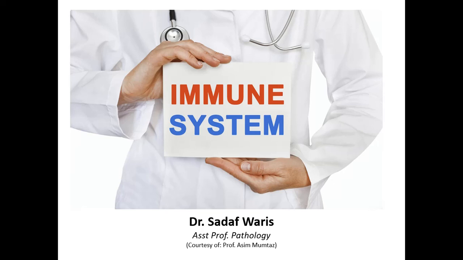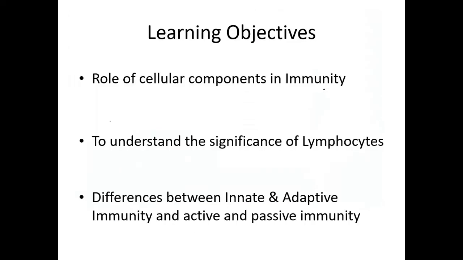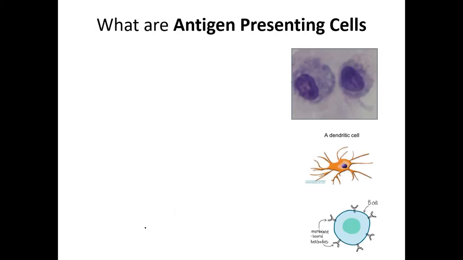In my previous lecture, we discussed the basics of immunity, types of immune response, and an overview of lymphoid and myeloid cells. Today, we are going to start with the role of cellular components in immunity, significance of lymphocytes, and the differences between innate and adaptive immunity. Starting with the antigen-presenting cells.